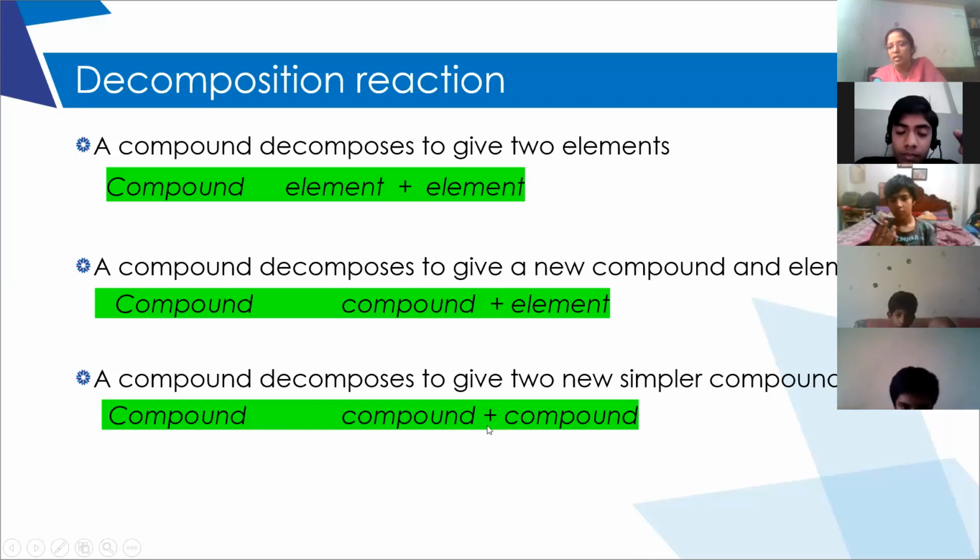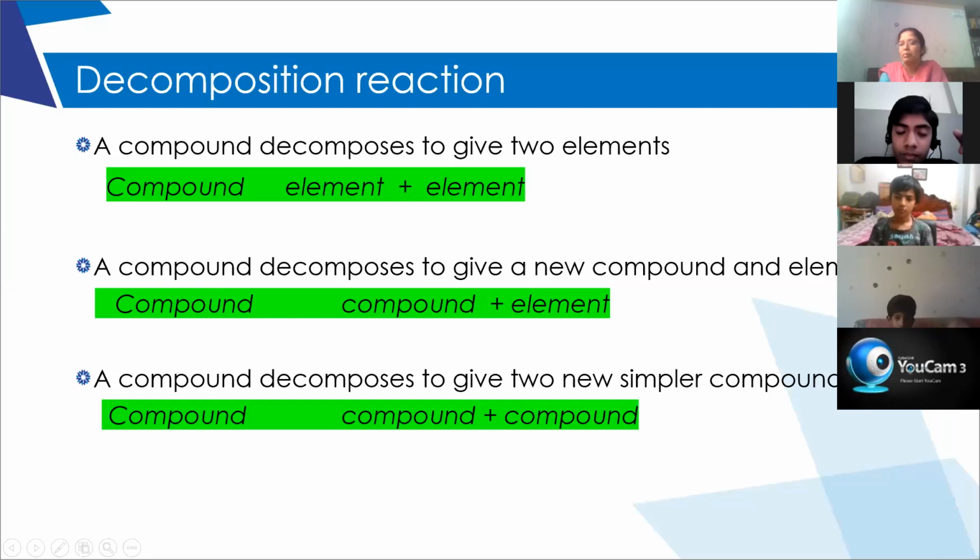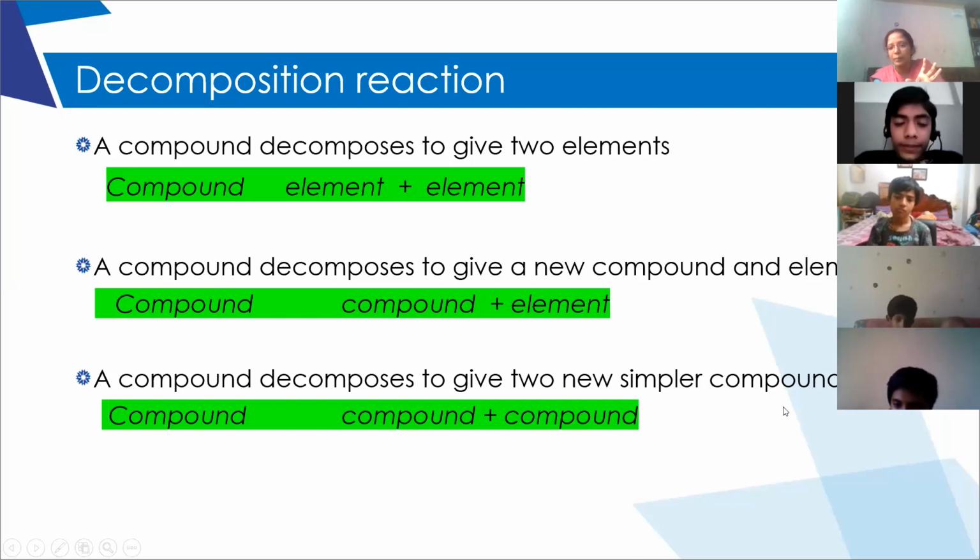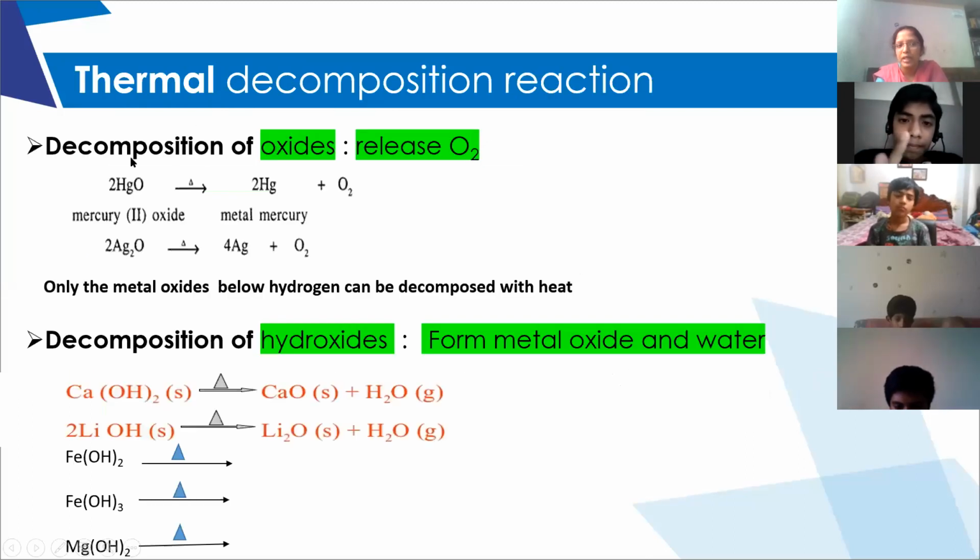We will see. If we understand this, you can complete any type of reaction. I think most of the students will feel difficulty completing reactions. If they give you 'complete the following reactions', most of the time you will be puzzled about what the products will be, right? So if you understand which type of substances undergo these reactions, it is easy for you to complete the reactions. Clear? So first we will see decomposition of oxides.